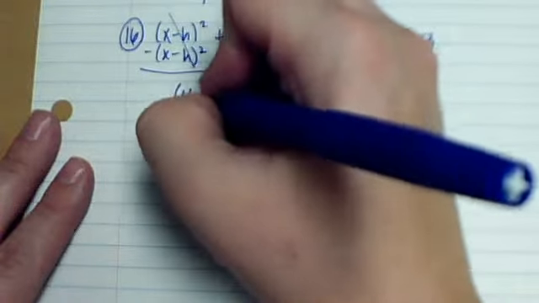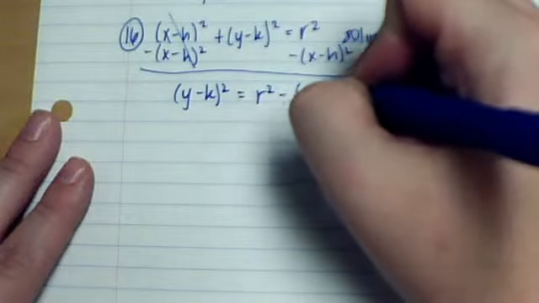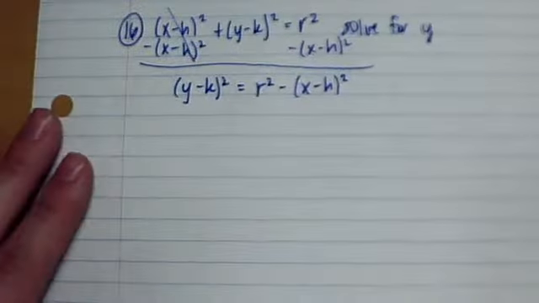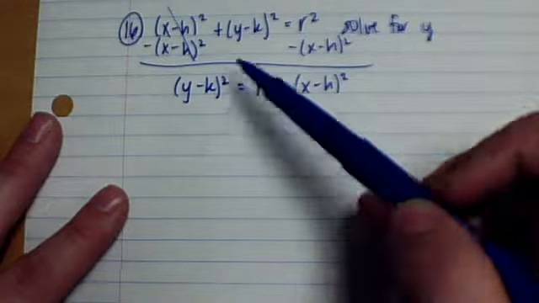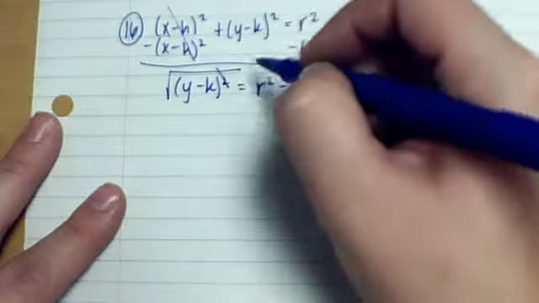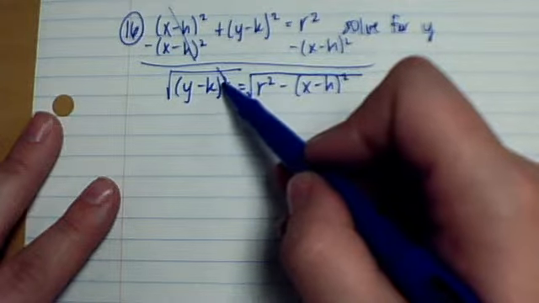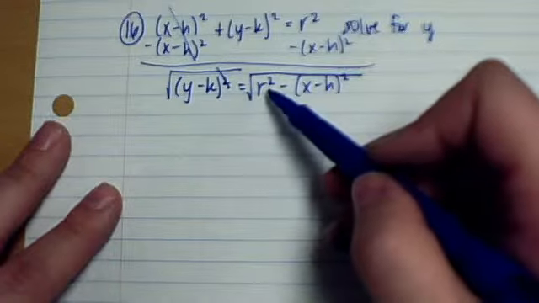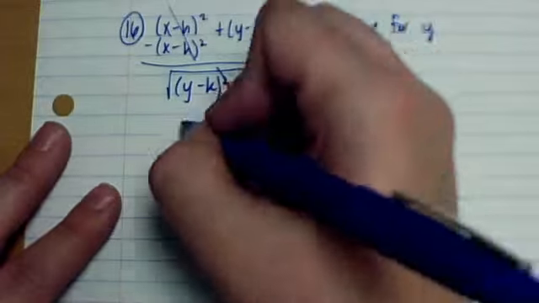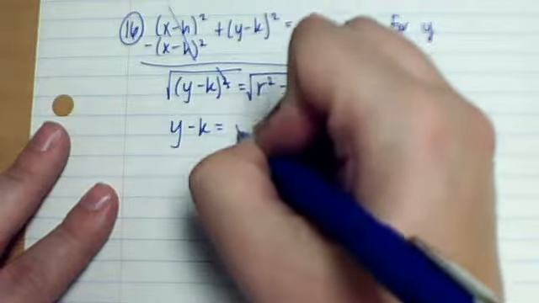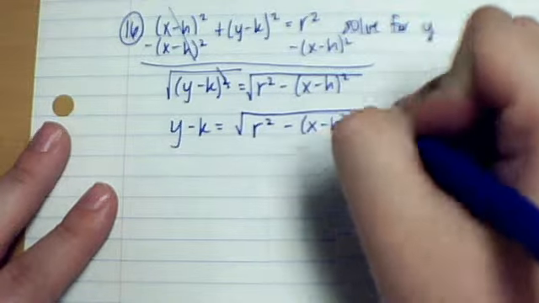So I'm left with (y minus k) squared equal to r squared minus (x minus h) squared. Okay, from here, I need to get rid of that squared right there. So in order to get rid of a squared, you take the square root. Okay, this square root only gets rid of that squared because it's a single term. It can't get rid of the squared if there's more than one term underneath the radical. Okay, so I'm left with y minus k equals the square root of r squared minus (x minus h) squared.